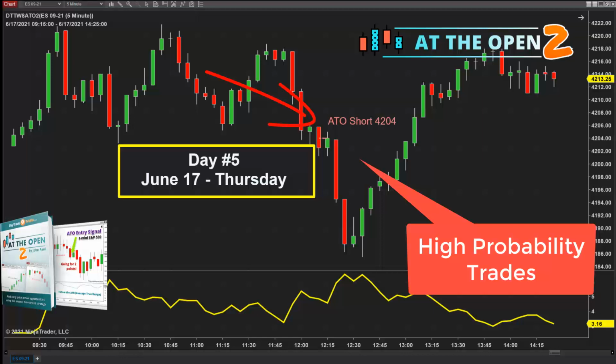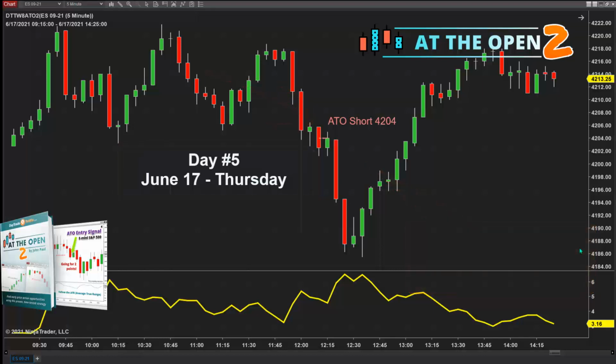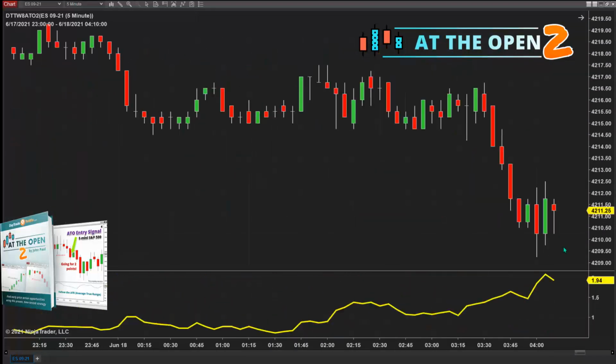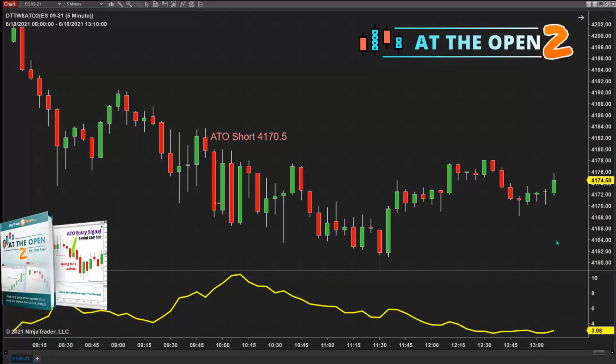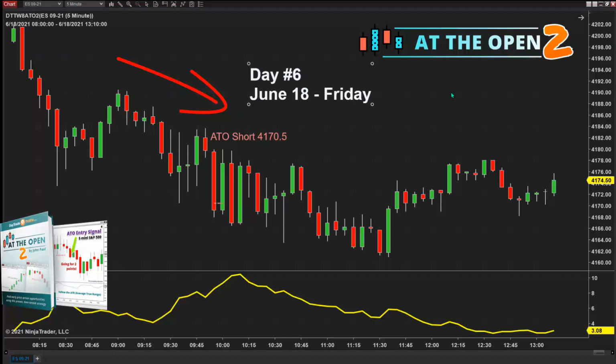Now, if you're curious, why did I stop here on June 17th? That's because today we have another signal. Today is the last day up until this point, and this is another short signal at 41.70.50. This is June 18th, Friday. Again, another successful trade. Here is day number 6, June 18th, Friday.